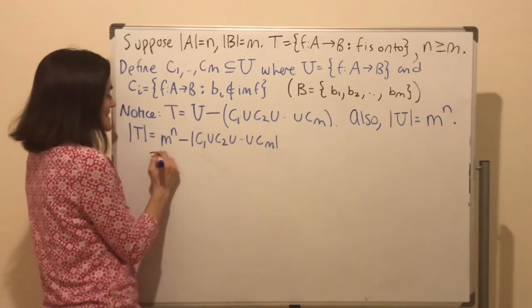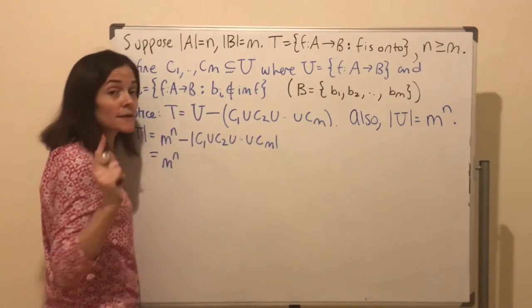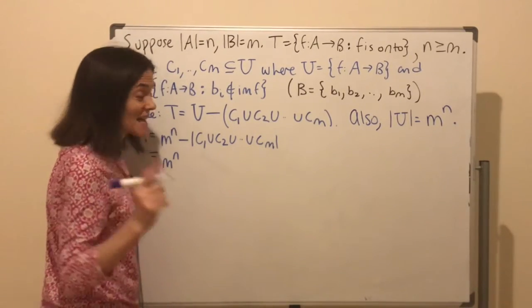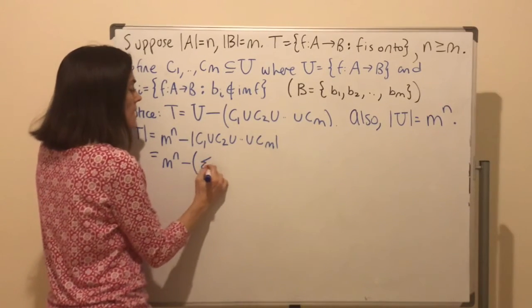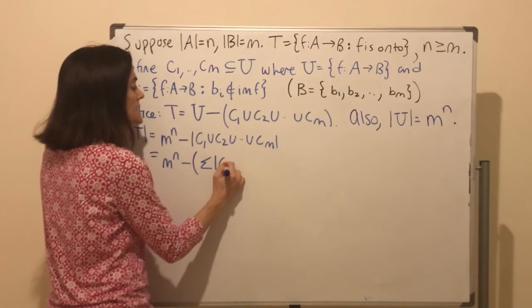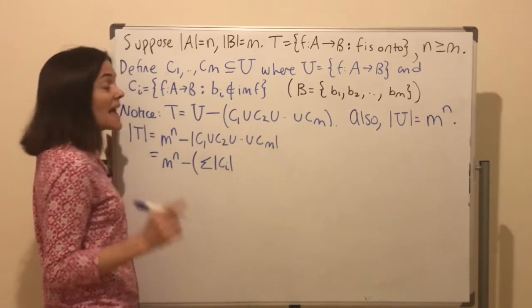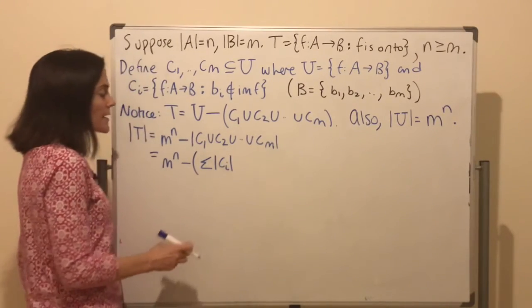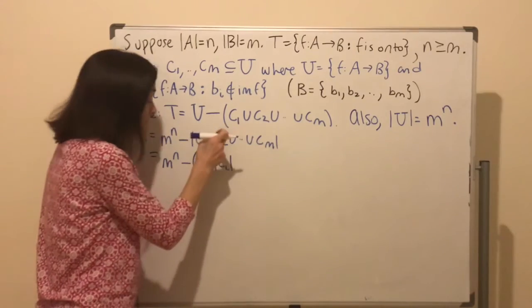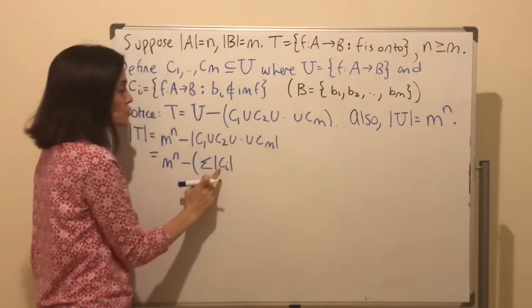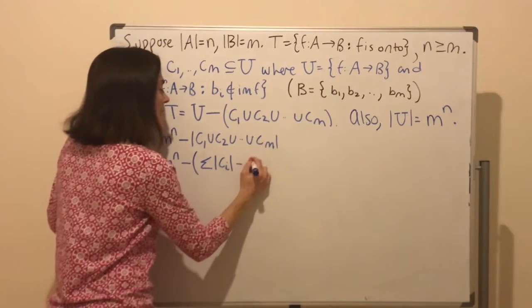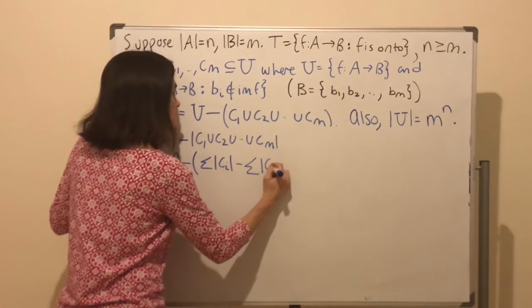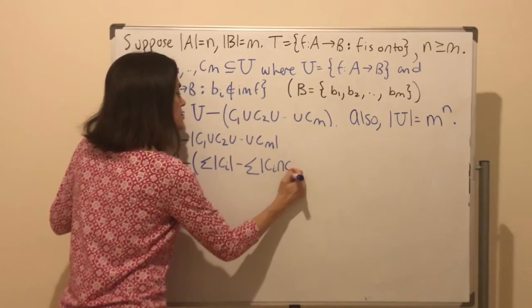So this is m to the n. Here is where I'm going to start using inclusion-exclusion. We have minus, okay? We have the sum of cardinalities of the individual ones. And as I mentioned, there are m choose one of these, right? There's m in total.